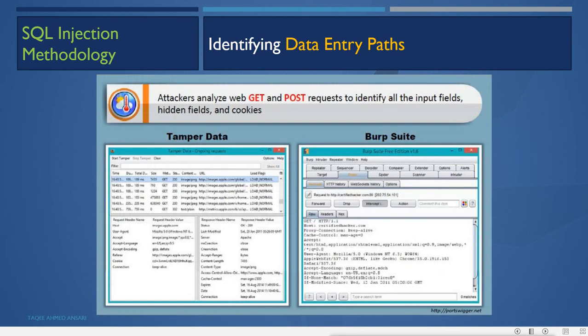To identify the data entry paths, we can use intercepting tools like Burp Suite. We can use Tamper Data also, which is a tool like Burp Suite. The attacker analyzes the web GET and POST requests to identify all the input fields, hidden fields and cookies, and what is hidden inside them.